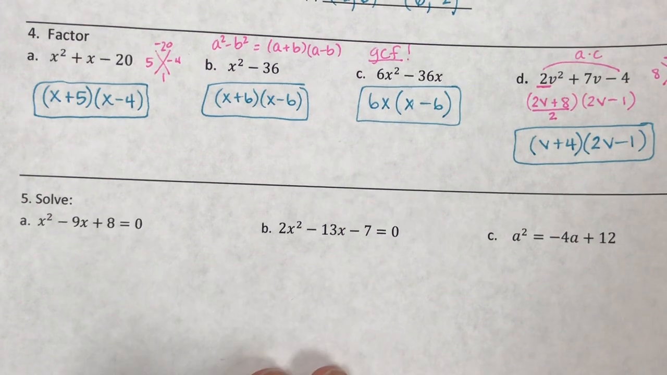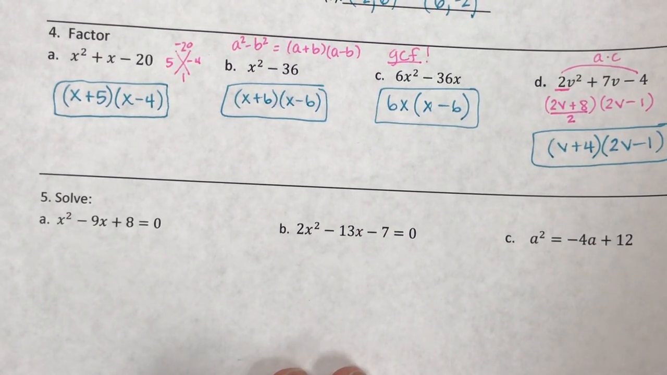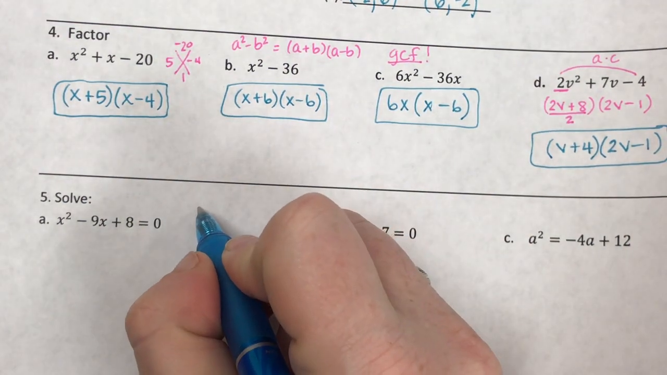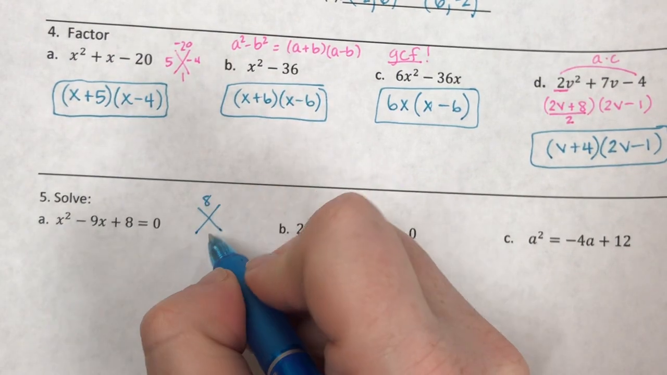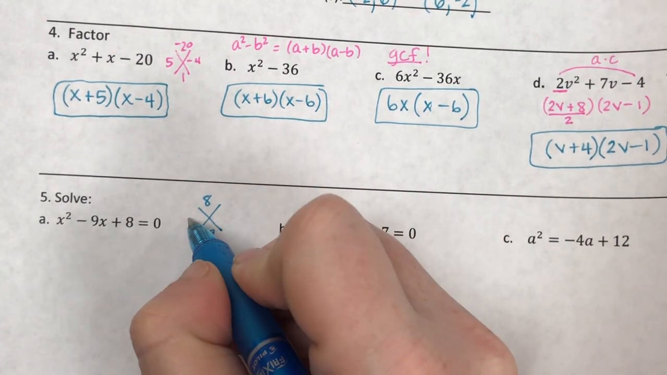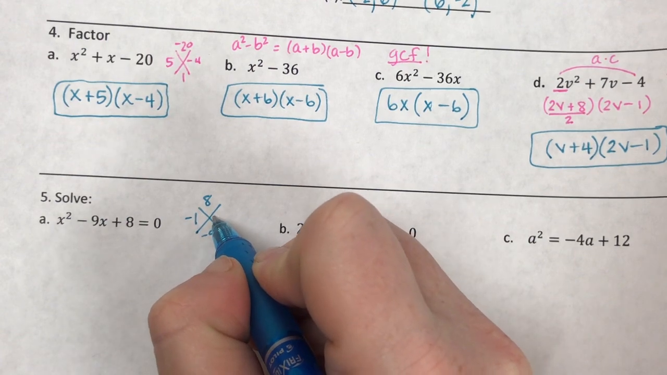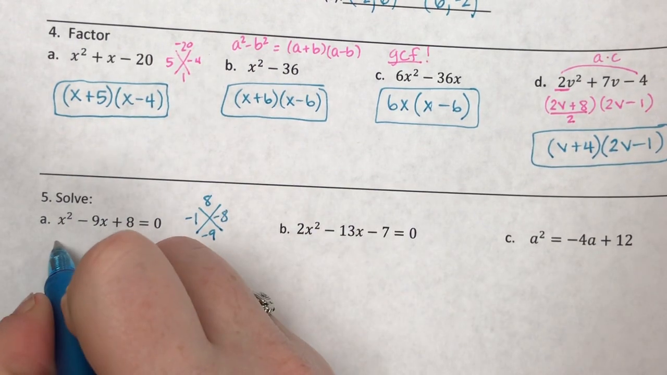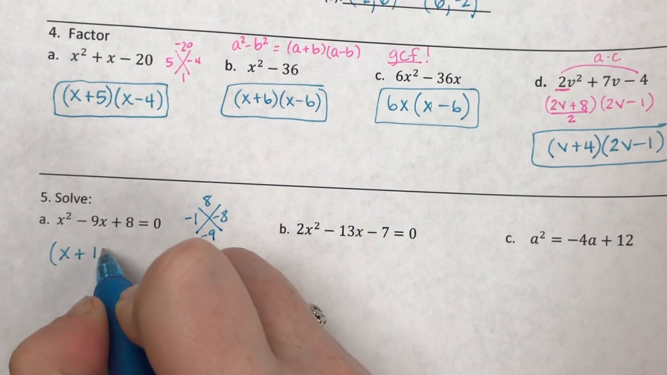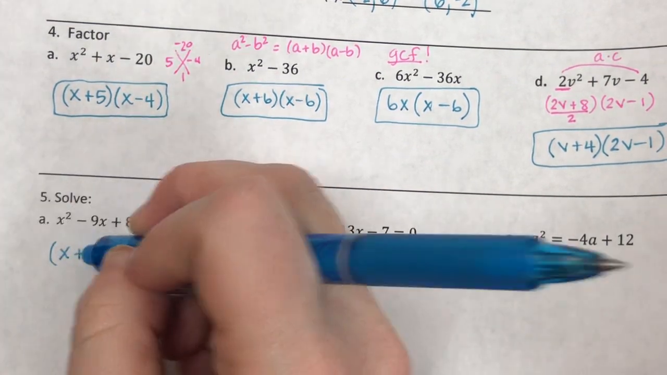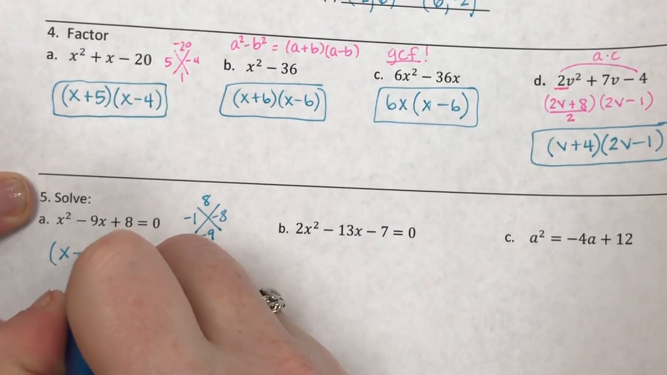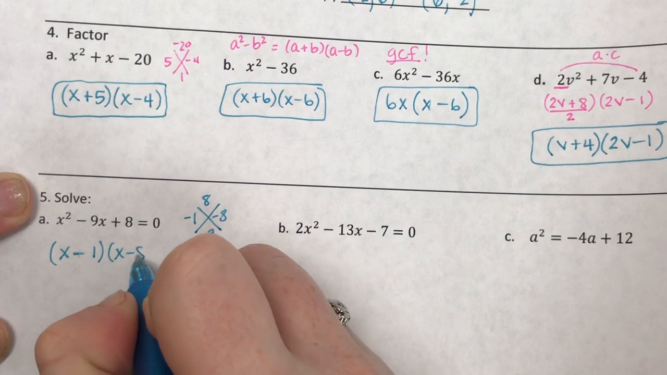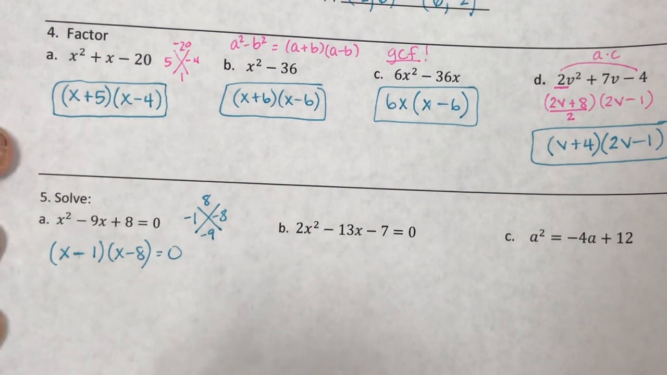Number 5, solving. We are going to solve by factoring. So for a, 2 things that multiply to 8 and add to -9 would be -1 and -8. So x plus 1, x minus 1 and x minus 8 equals 0.